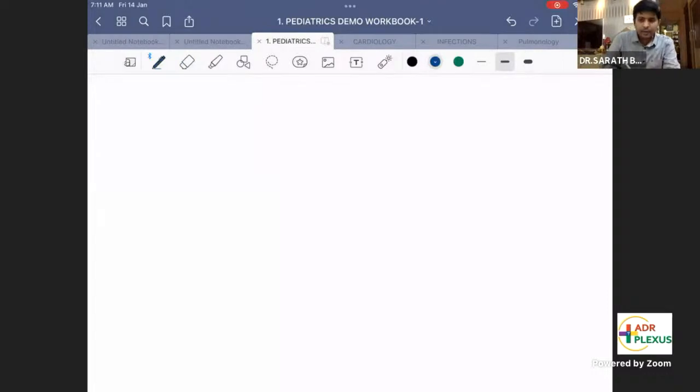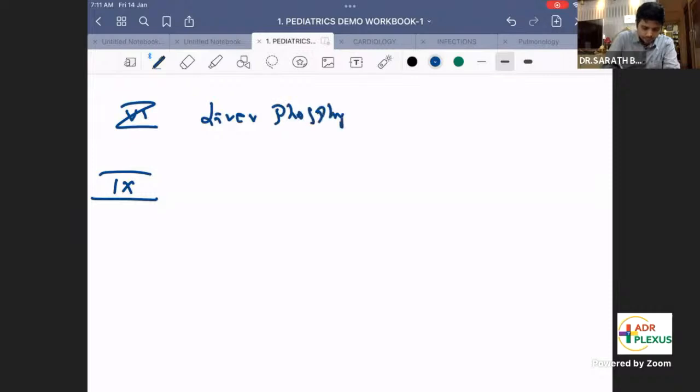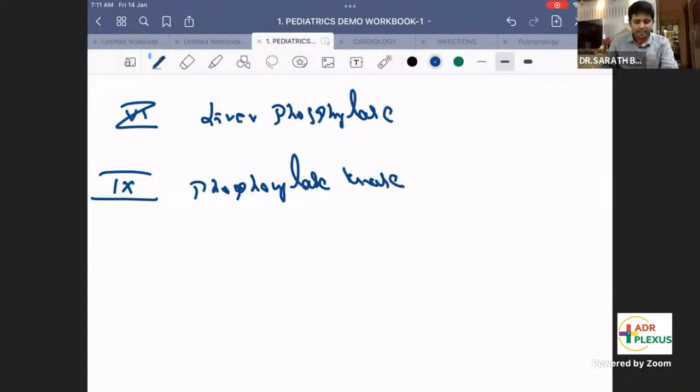Now, there are two other glycogen storage disorders with respect to the liver. What are they? Type 6 and then type 9. Type 6 is due to liver phosphorylase deficiency, and type 9 is due to phosphorylase kinase deficiency. Sir, what happens in 6 and 9? Let me tell you.